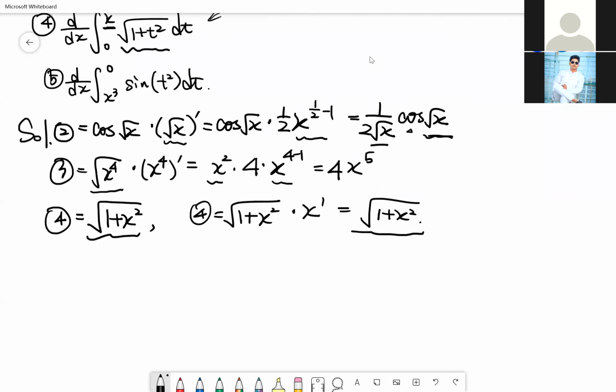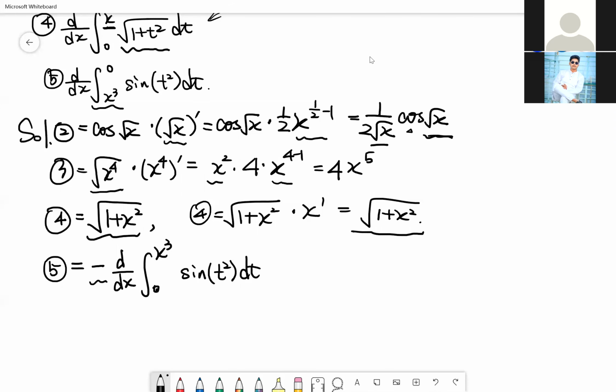So the last one, number 5. First, we have to exchange the lower limit and upper limit. So that is really good. So first, we change the lower and upper limits. We add the minus sign here, so that equals minus d by dx from 0 to x power 3, and then sine t squared dt. So in this step, we just exchange the two limits and add the minus sign here.